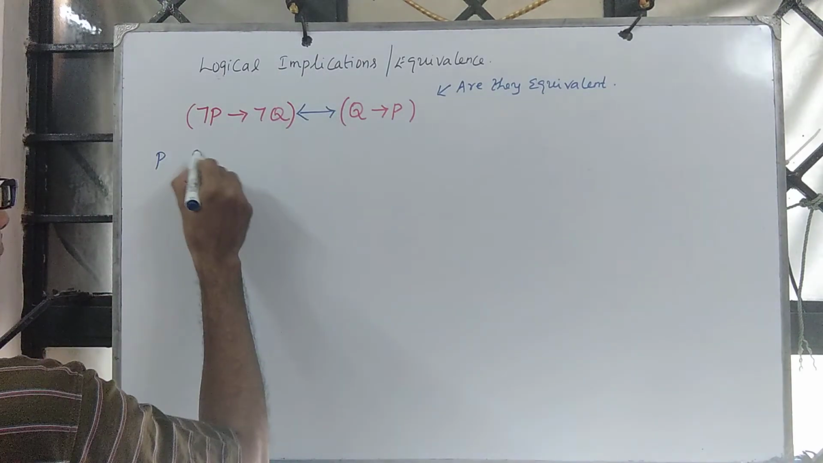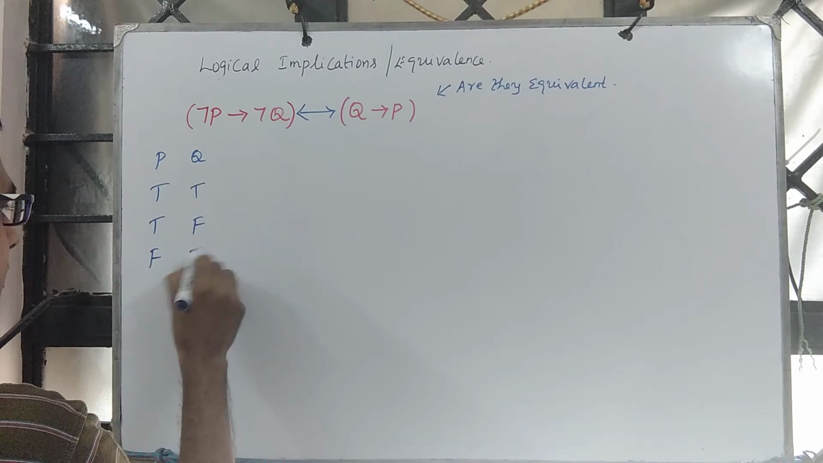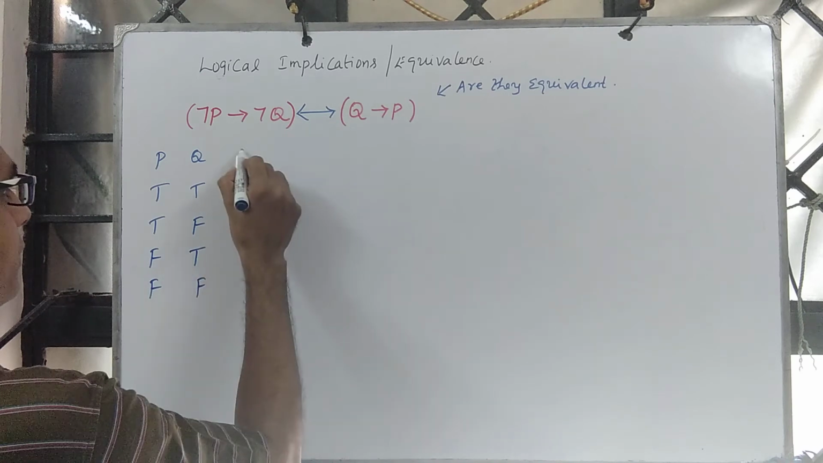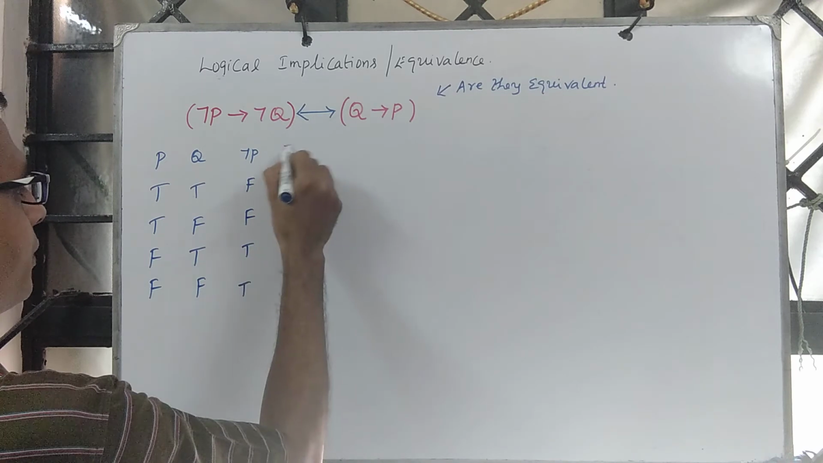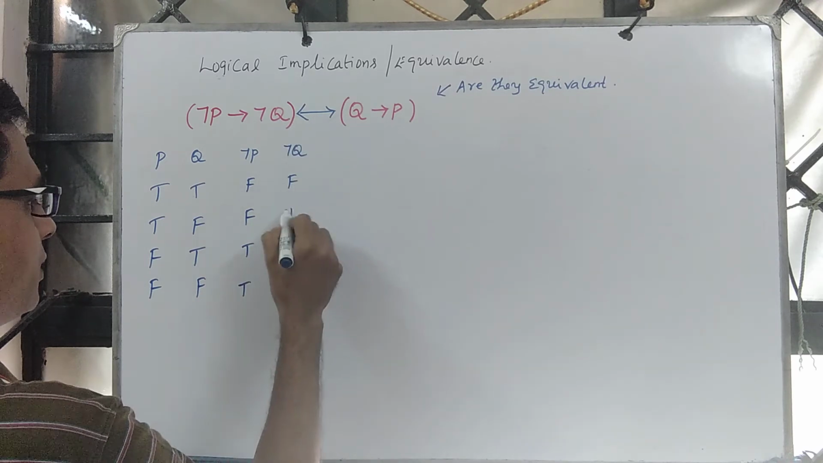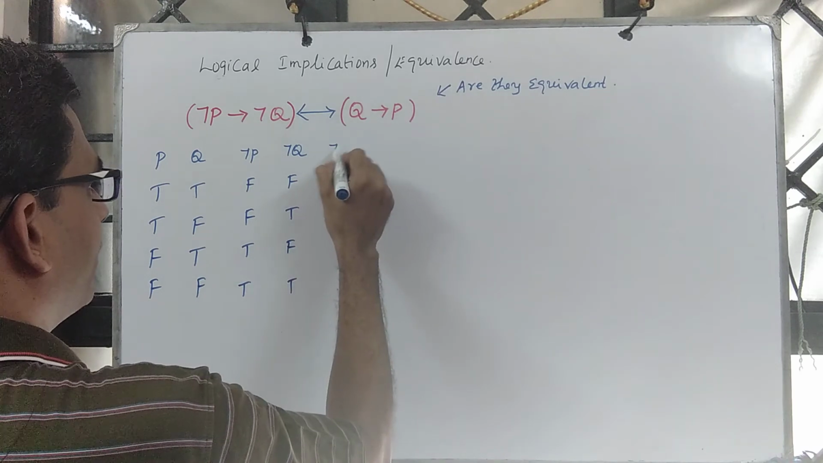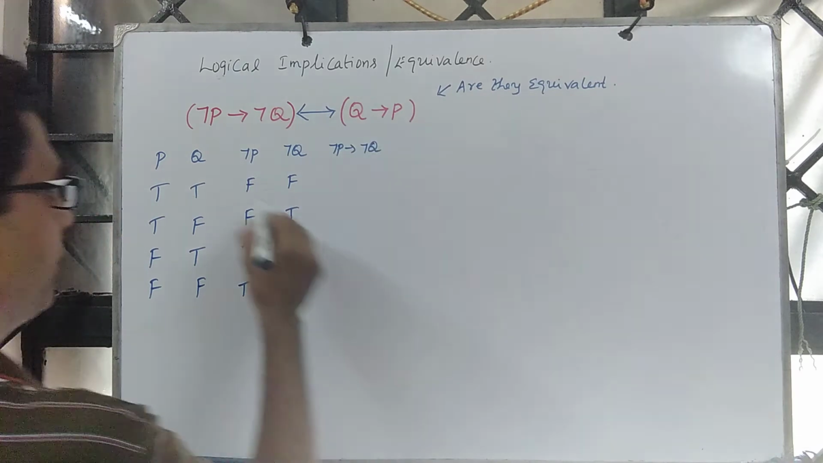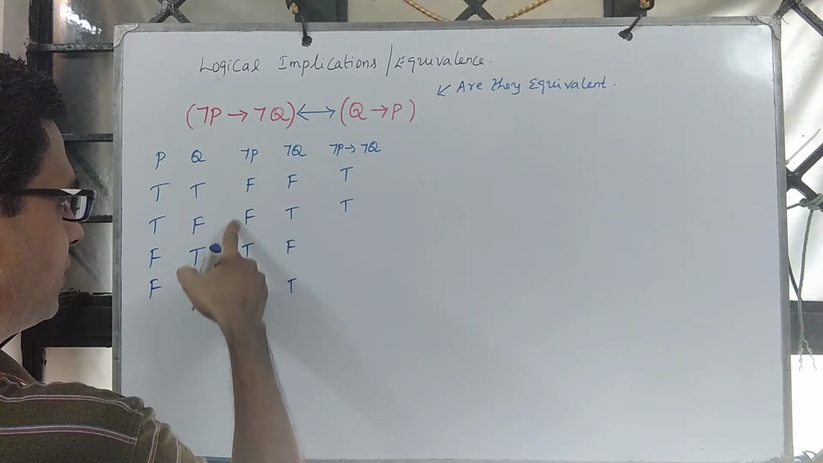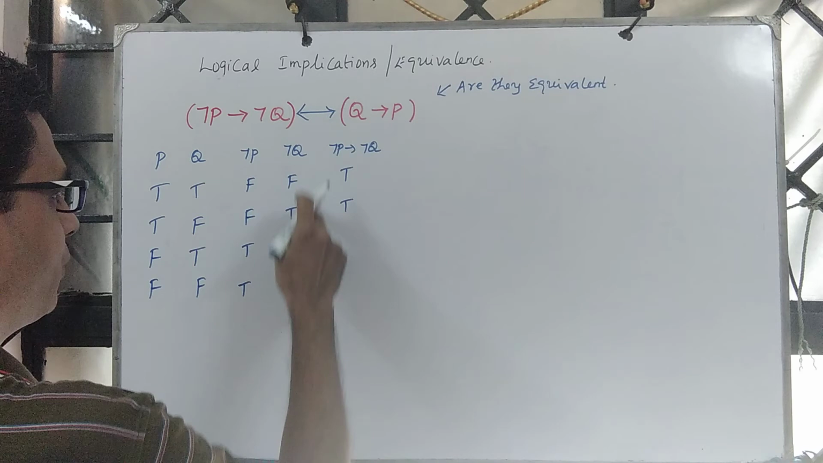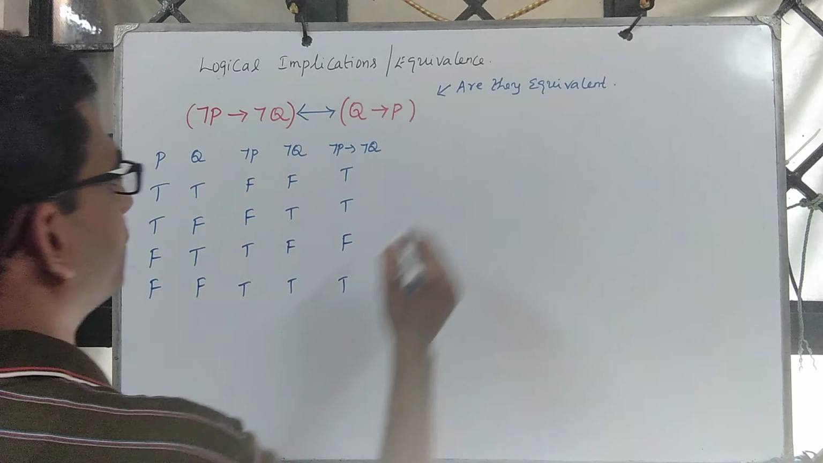Let's look at possible values for P and Q. Possible values for P and Q are this. Negation P is false, false, true, true. Negation Q is false, true, false, true. Then we look at negation P implies negation Q. You see that this one is true. When the premise is false, you can immediately write true without even looking at the conclusion. True, false is false, this one is true.